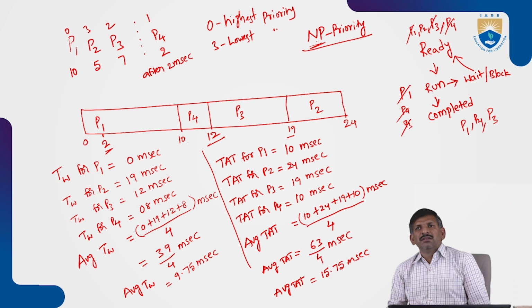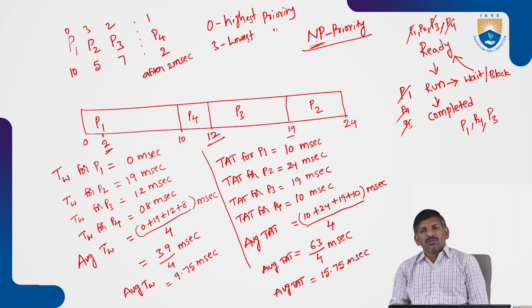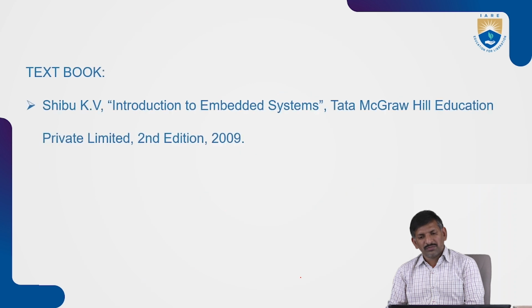So like this, we can check that requirement in the non-preemptive priority based scheduling algorithm: how much time it will take, and how much time it is waiting for the CPU.